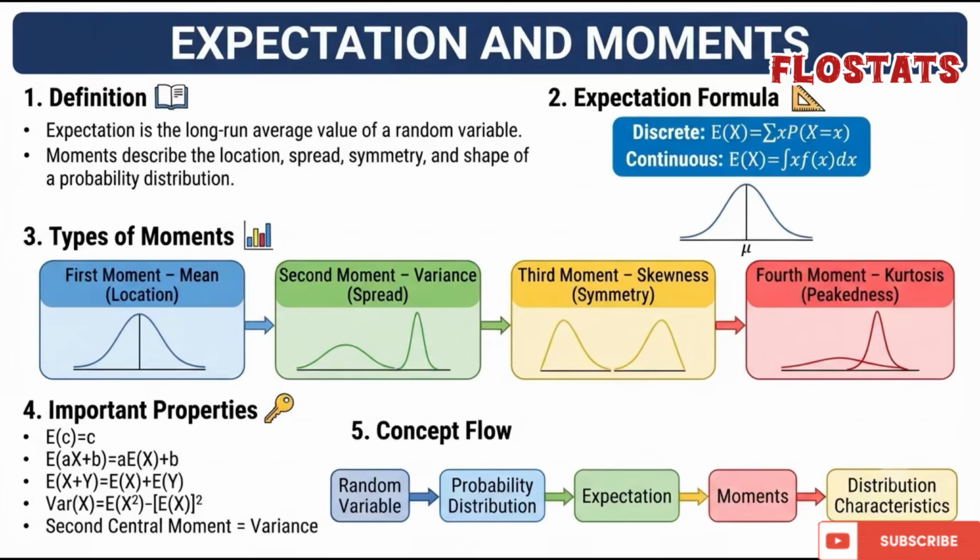The first moment represents the mean. The second moment represents the variance, which measures the spread of the data. The third moment represents skewness, which indicates the symmetry of the distribution. The fourth moment represents kurtosis, which describes the peakedness of the distribution.